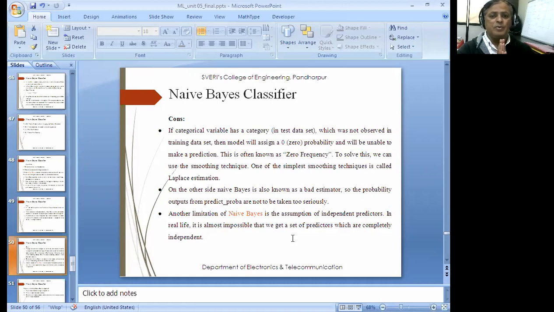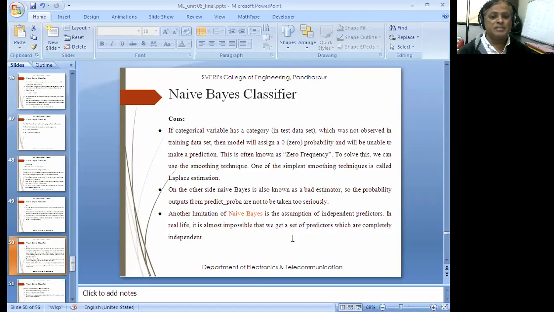This is often known as zero frequency. To solve this, we can use smoothing techniques. One of the simplest smoothing techniques is Laplace estimation. So अगर इस चीज को निकालना है तो आपको थोड़ा प्री प्रोसेसिंग में काम करना पड़ेगा, जहां पर आप स्मूथिंग टेक्निक्स को लगा सकते हैं। On the other side, Naive Bayes is also known as a bad estimator. So the probability outputs from predict_proba are not to be taken too seriously.